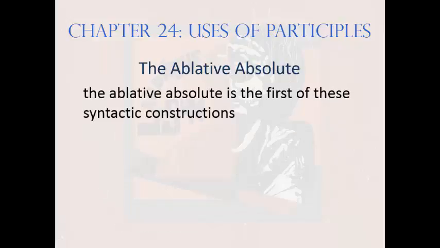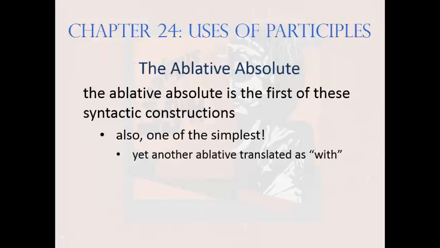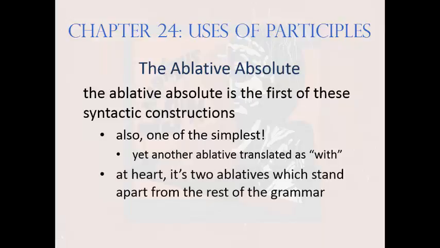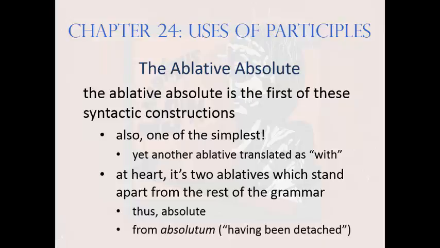And the first of these new pieces of syntax is the ablative absolute, one of the simplest constructions in Latin. It's yet another use of the ablative that's equivalent to English with, but with in a sense we haven't encountered yet, what grammarians call the absolute construction. In essence, an ablative absolute is made up of 2 ablatives, most often a noun and a participle, which stand apart from the grammar of the main sentence. Thus, it's called an absolute, a term derived from the Latin word absolutum, the perfect passive participle of the verb absolvere, to detach. Thus it means having been detached.